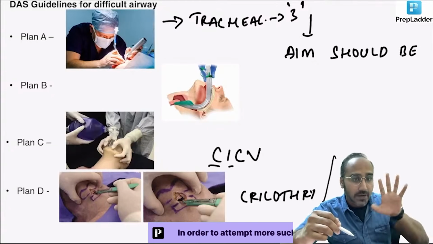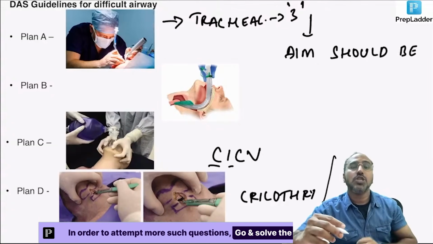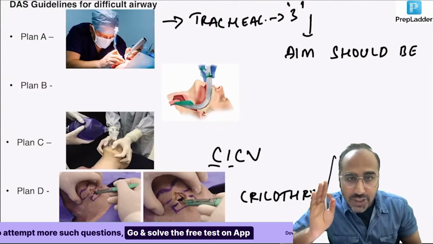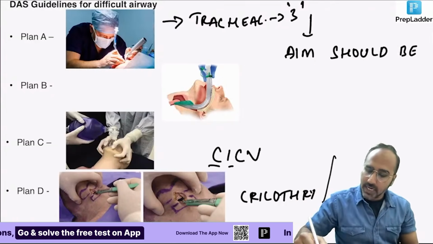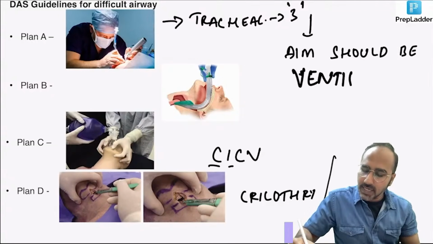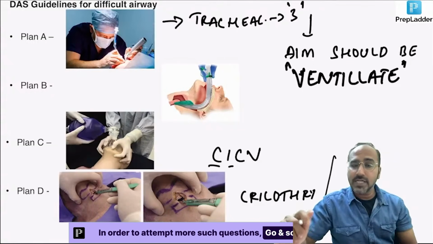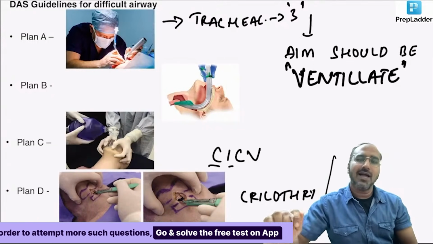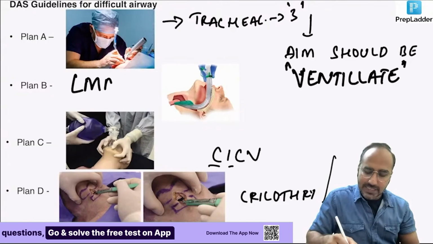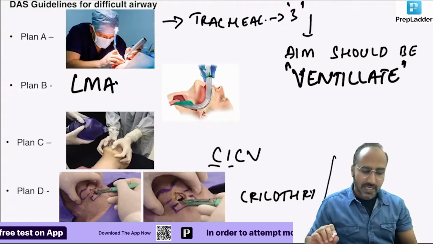Plan B is what? If you're not able to intubate, your aim should be to ventilate the patient. Now, how will you ventilate the patient if you're not able to intubate? Put an LMA. LMA is the laryngeal mask airway, which is a supraglottic airway device.